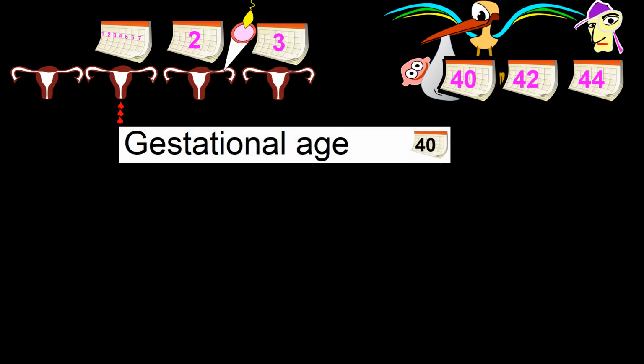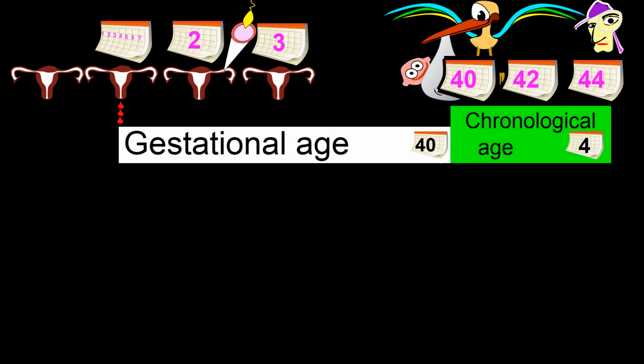In this frame, I have represented a gestational age corresponding to the time between the first day of the last menstruation and delivery. In this example, the gestational age is 40 weeks. At the time the patient is seen by the doctor, that is 44 weeks after the first day of mother's last menstruation, the chronological or legal age is 4 weeks.